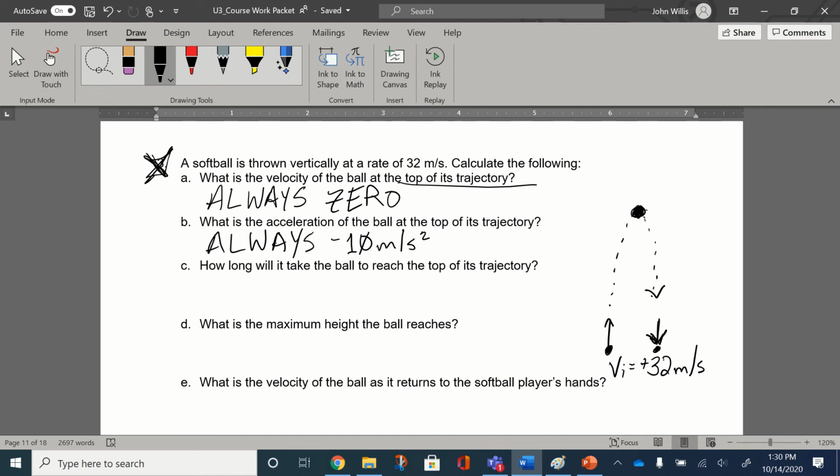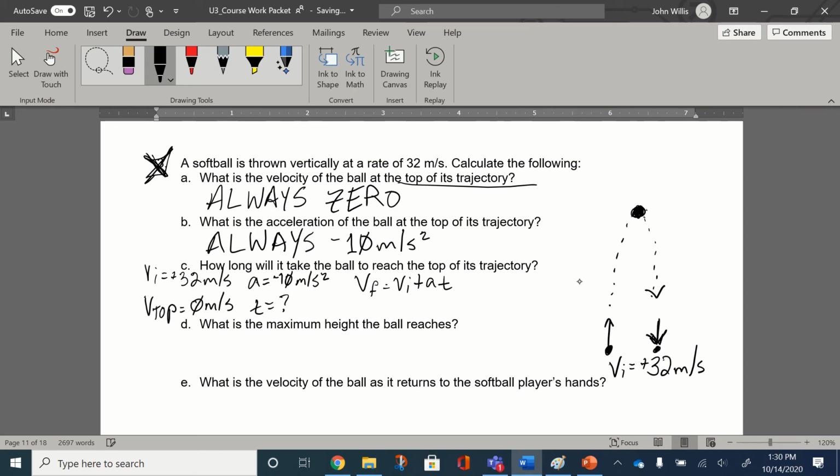How long will it take for the ball to reach the top of its trajectory? So I'm going to show you the long-winded way of this. We know the initial velocity is +32 meters per second. We know the velocity at the top is going to be 0 meters per second. We know that acceleration due to gravity is -10 meters per second squared always, and they're asking me for time. Notice there is no mention of distance used here at all, so I'm going to pick the only equation that doesn't contain distance: VF is equal to VI plus AT.